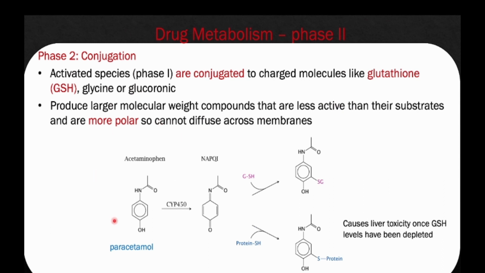For example, if we take paracetamol, acetaminophen, when it's broken down by cytochrome P450 in the liver, it makes NAPQI, and then you can get the conjugation of charged molecules like glutathione to make this molecule. However, if NAPQI is instead added to proteins, this actually causes liver toxicity once glutathione levels have been depleted.